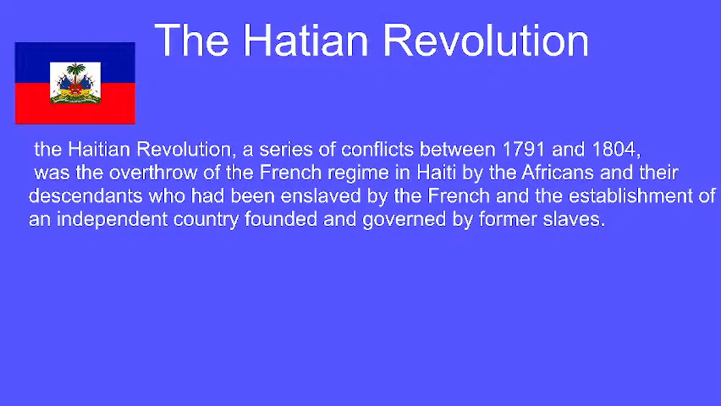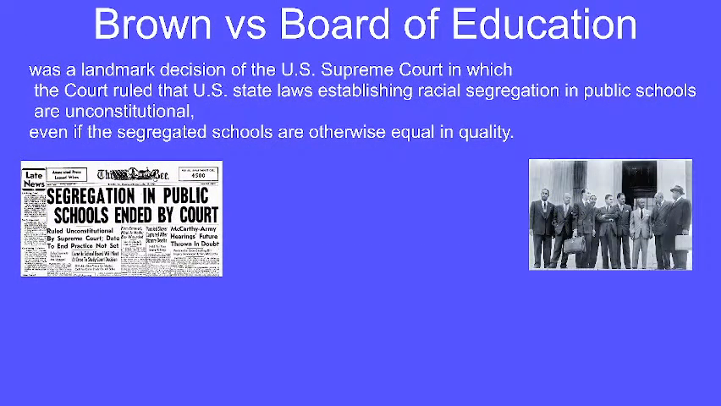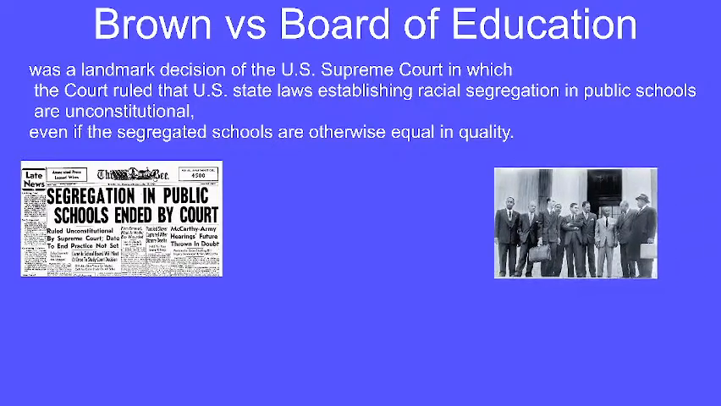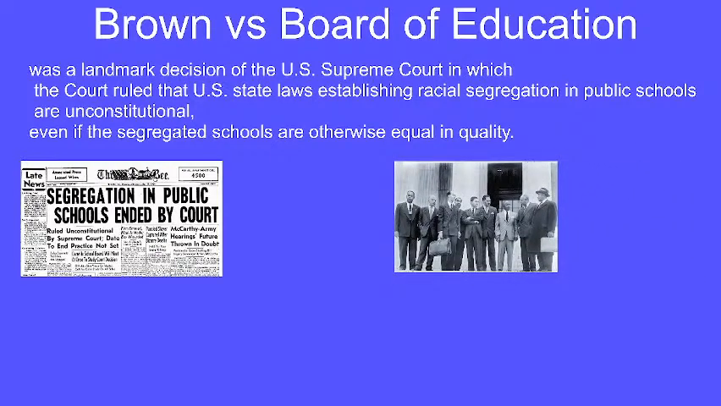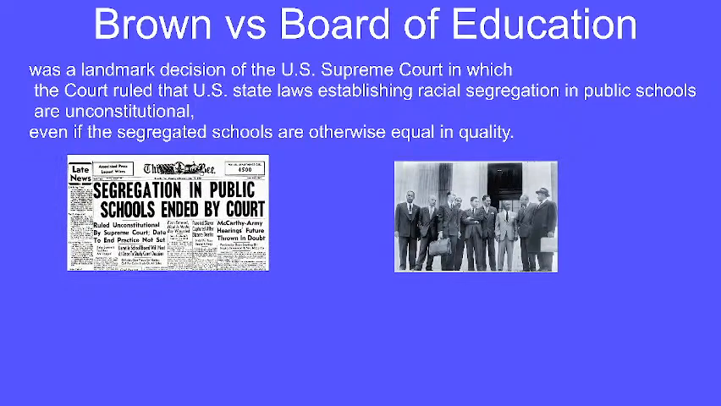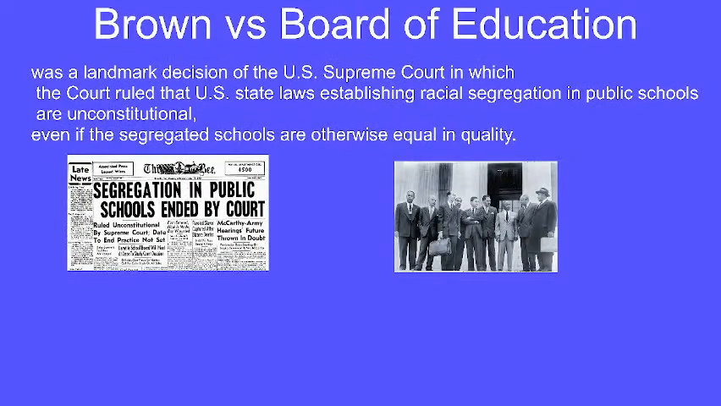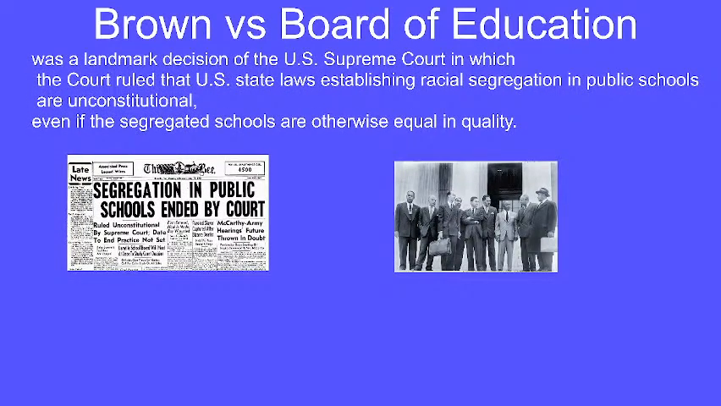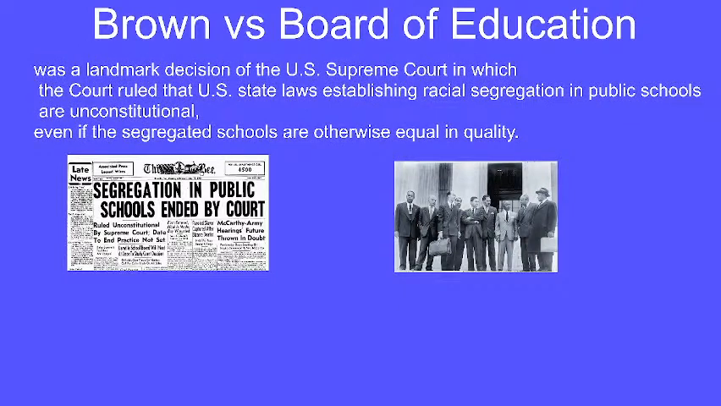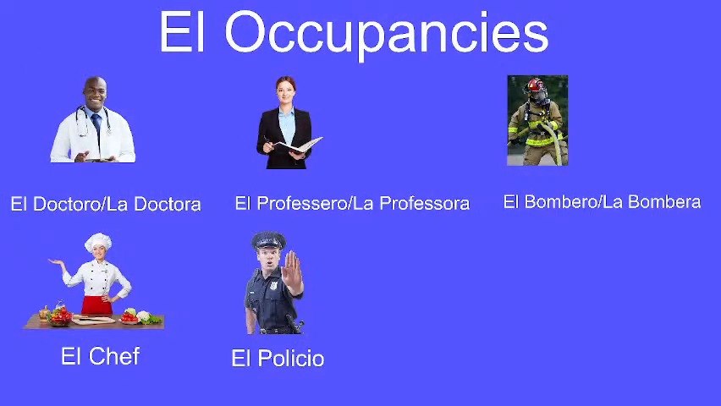Now, the fifth lesson is Brown versus Board of Education. It was a landmark decision of the U.S. Supreme Court in which the court ruled that U.S. state laws establishing racial segregation in public schools are unconstitutional, even if the segregated schools otherwise are equal in quality.